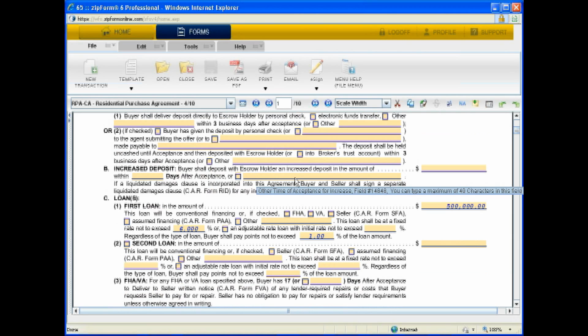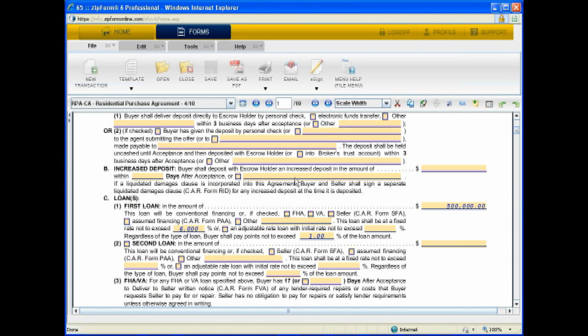Increased deposit, this area is where you would put in an increased deposit. Now sometimes people put the down payment here, and you don't need to put the down payment here. It's not the right area. Increased deposit is something that you use more often when you have a situation where maybe there's competing offers.